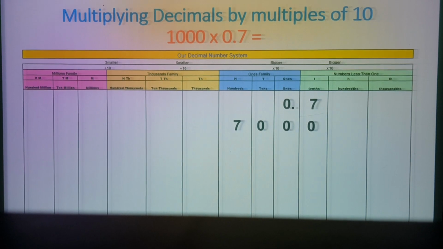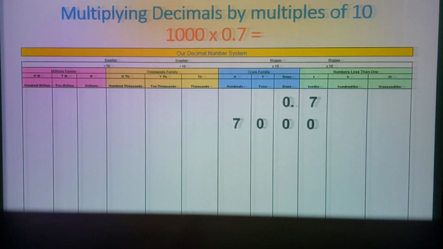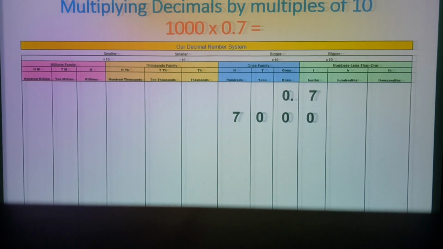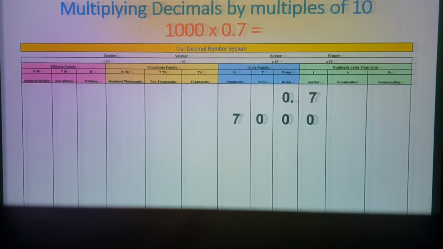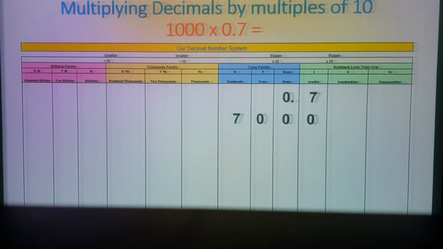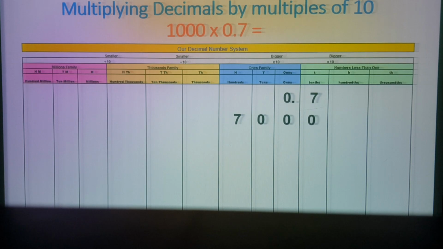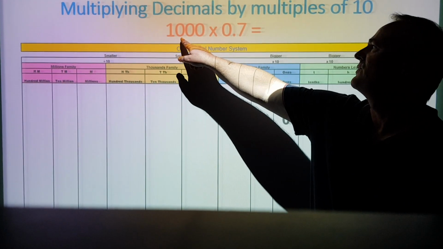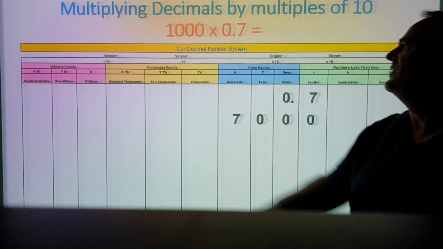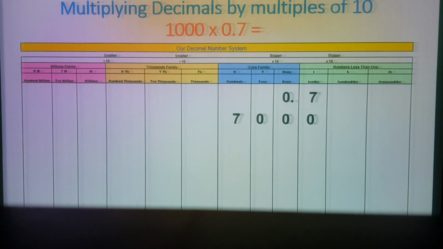Now, it really doesn't matter whether we're multiplying by 10, 100, or 1,000. The principle is the same. A quick way of thinking about it is to count the zeros. So here we have the problem 1,000 times 7/10. Notice with the 1,000, it has 3 zeros, 1, 2, 3. That tells me how many columns it's going to jump.